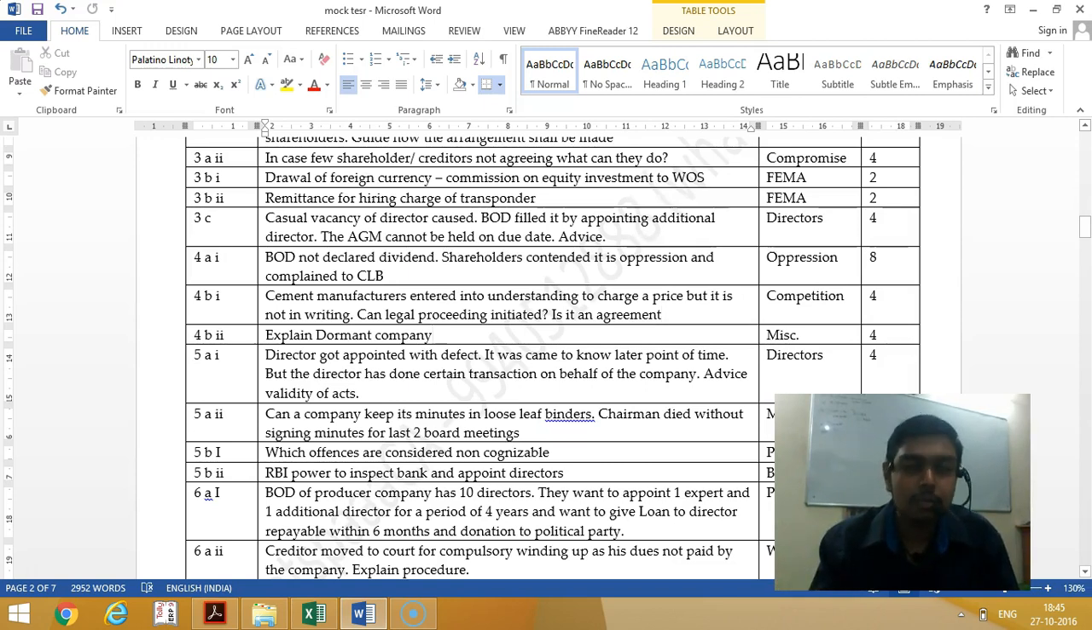Next, explain dormant company. Not filed annual accounts for 2 years, or which has been registered as a dormant company for doing any future operation, which should not be doing any significant operations. Okay, then ROC, allotment of shares, ROC, PC, government dues. Director got appointed with a defect. It came to be known at a later point of time. 176. Okay, super. So till we come to know.